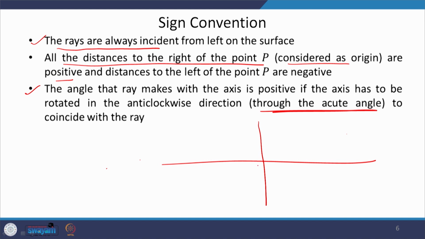Okay, this is our point P. All the distances in this direction are positive, all the distances in this direction are negative. If the ray is moving in this direction, then the axis has to be rotated in an anti-clockwise direction. Therefore, theta would be positive.